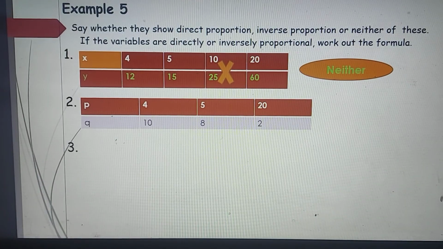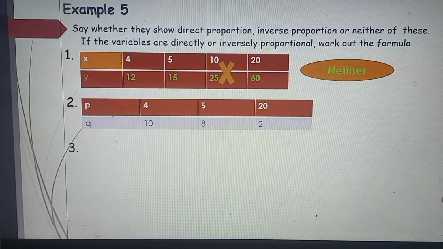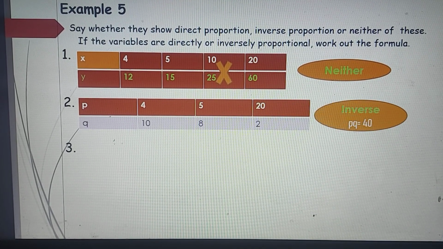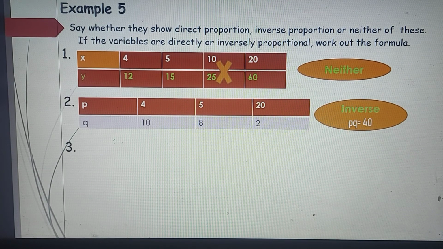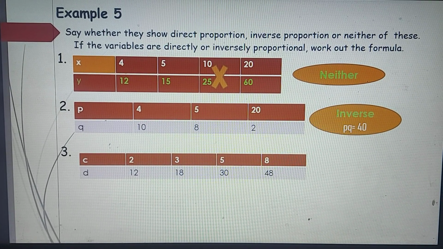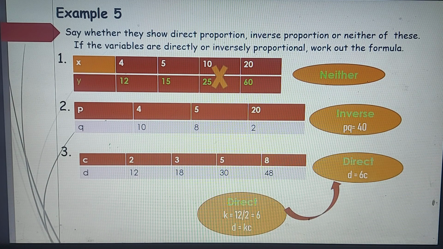Now let's look at the second table of values. We have P and Q. You take the products, you have 40 in each case. PQ equals 40 in each case. And the third table, when you divide each of them, you have 6. 12 divided by 2 is 6. 18 divided by 3 is 6. 30 divided by 5 is 6. 40 divided by 8, you have 6. So in this table of values, the variables are in direct proportion, and you have D equals 6E as the formula connecting the variables.